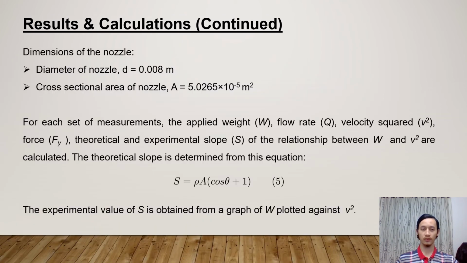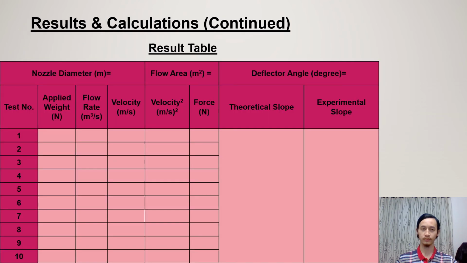Dimensions of the nozzle. Its diameter has to be 0.008 meter. Its cross-sectional area is 5.0265 times 10 to the power negative 5 meter square. For each set of measurements, the applied weight, flow rate, velocity squared, force, theoretical and experimental slope of the relationship between W and V squared are calculated. The theoretical slope is determined from this equation. The experimental value of S is obtained from a graph of W plotted against V squared. So this is the result table.